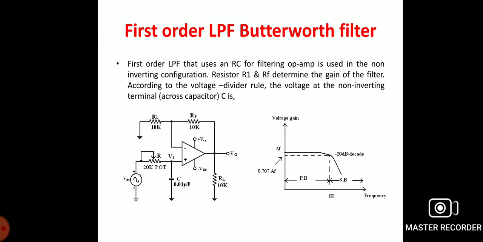The first order low pass filter uses an RC network for the filtering operation, and the operational amplifier is used in the non-inverting configuration. The resistor R1 and the feedback resistance determine the gain of the filter according to the voltage divider rule. The voltage at the non-inverting terminal is across the capacitance C. So here are the characteristics and also the circuit diagram.